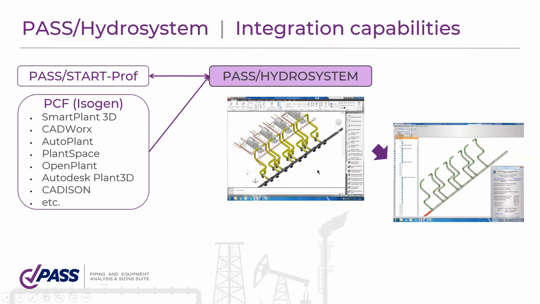Here I have an example of a pipeline system model in, I believe, Autodesk Plant 3D. And this is how it looks in HYDROSYSTEM. So simply create this file and import it into HYDROSYSTEM.